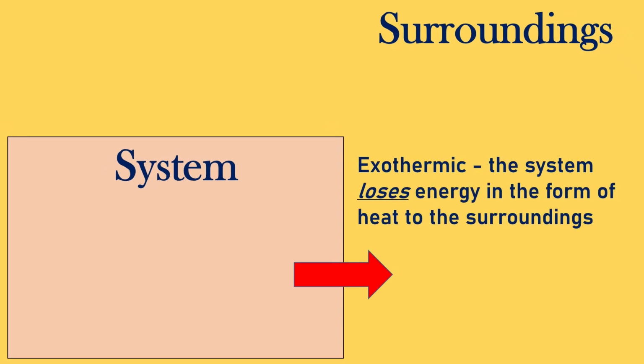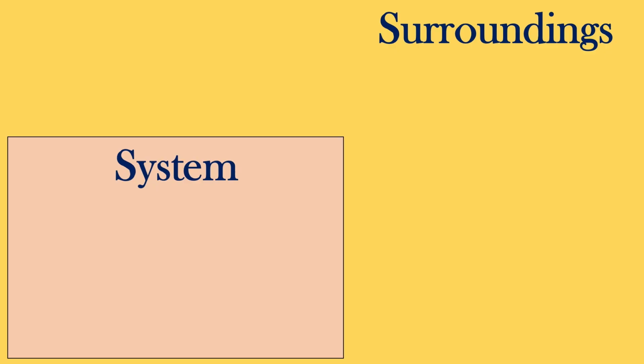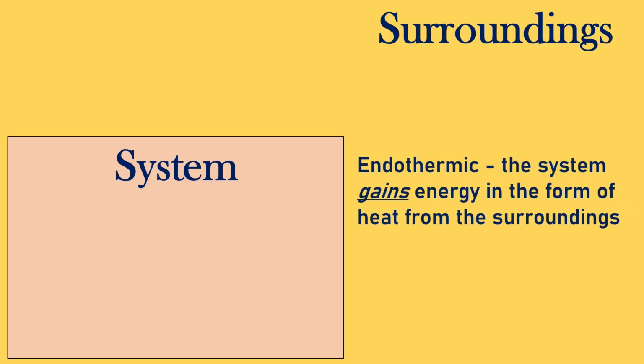In an exothermic process, the system loses energy in the form of heat to the surroundings, and q is a negative value. This is because the system is our reference point and energy is lost. q must be a negative value. And the opposite is true. In an endothermic process, the system gains energy in the form of heat from the surroundings. q is equal to a positive value.